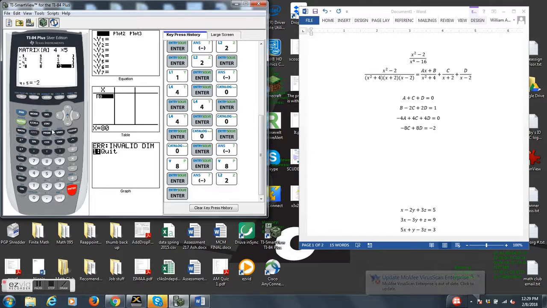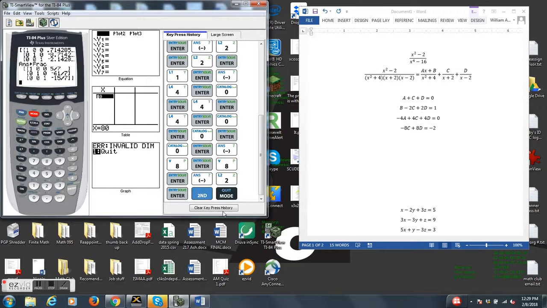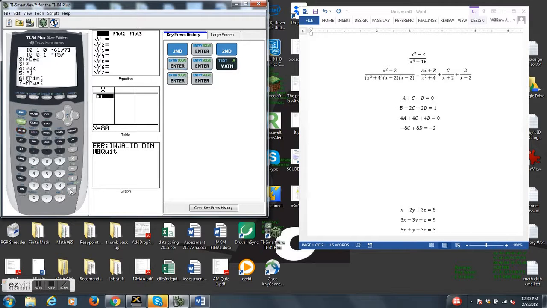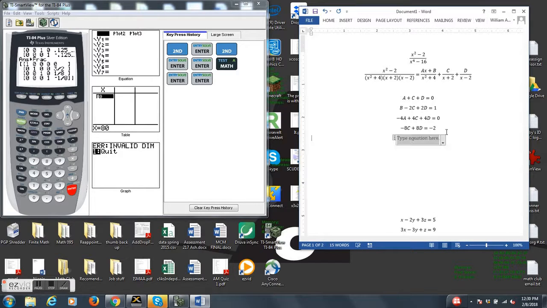Alright, so when you quit out, again, I'm going to do that same reduce for echelon form. There's my answers. I'm going to turn them into a fraction. So I get it, right? It's A equals, looks like 0. B equals 3/2. C equals 1/8. And D equals negative 1/8.